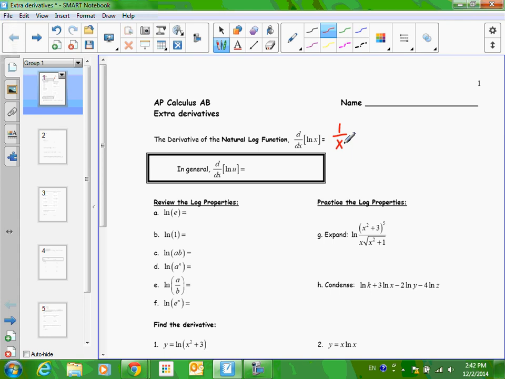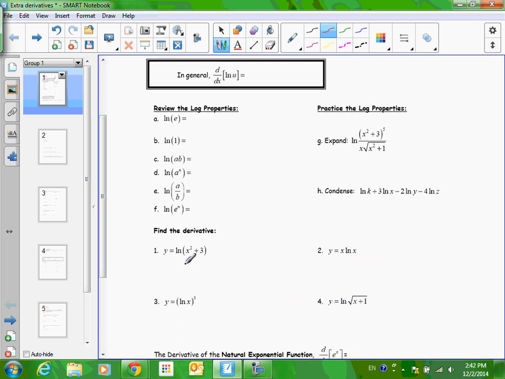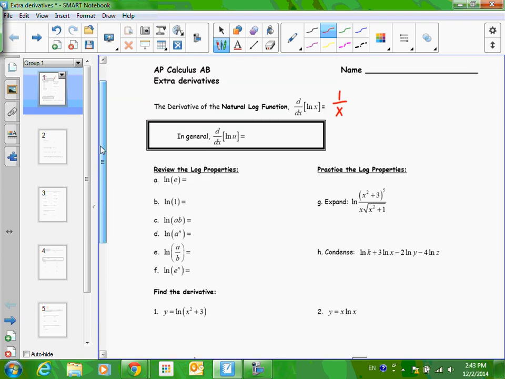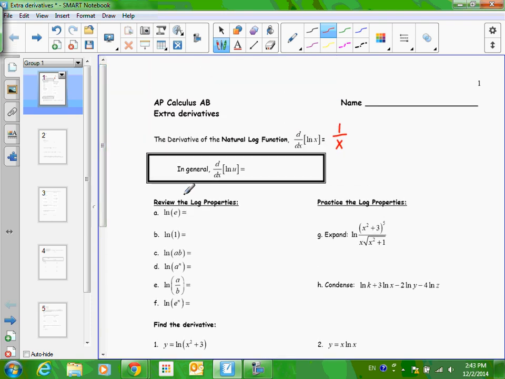However, we're not just going to take natural log of x. We're going to take natural log of lots of things. And if you skip down here to example 1, we can take natural log of a polynomial. You can take natural log of a radical, of sine or cosine, any of that stuff. So we have to have a more general rule.